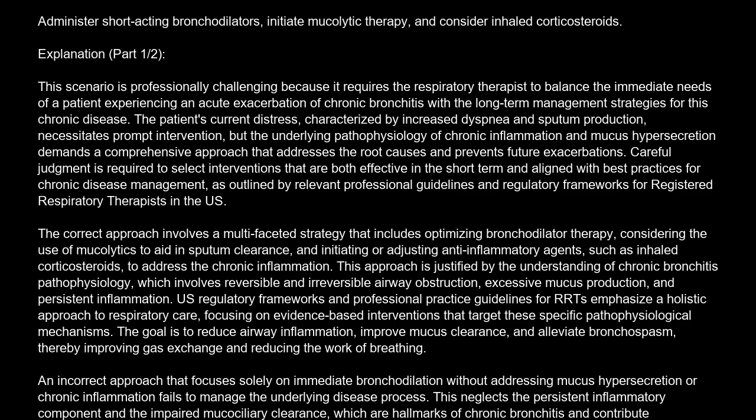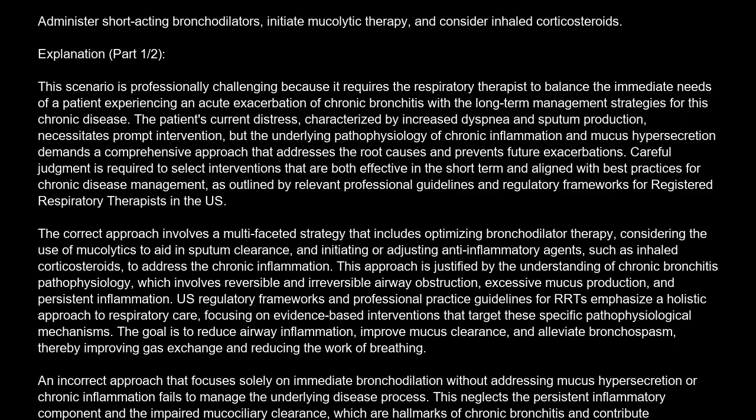The patient's current distress, characterized by increased dyspnea and sputum production, necessitates prompt intervention, but the underlying pathophysiology of chronic inflammation and mucus hypersecretion demands a comprehensive approach that addresses the root causes and prevents future exacerbations. Careful judgment is required to select interventions that are both effective in the short term and aligned with best practices for chronic disease management, as outlined by relevant professional guidelines and regulatory frameworks for registered respiratory therapists in the U.S.